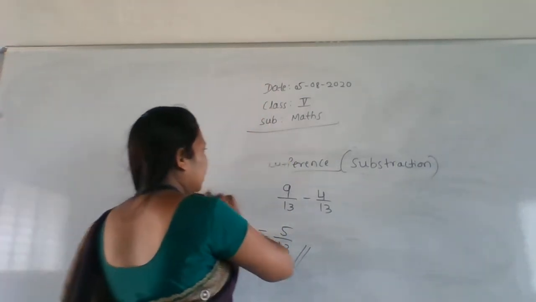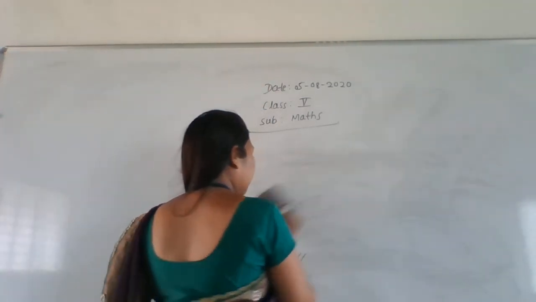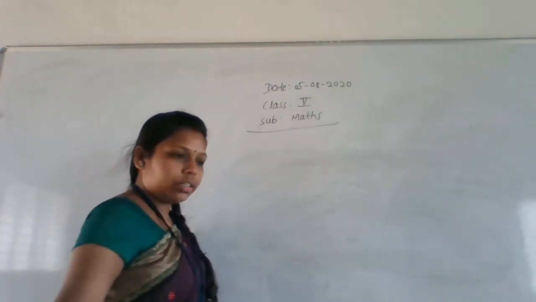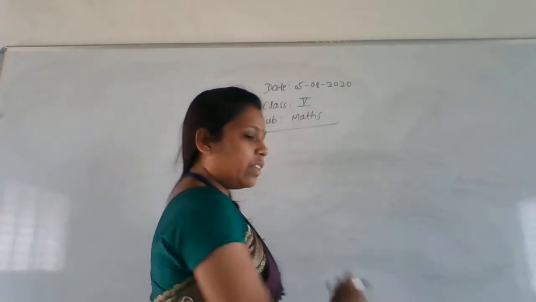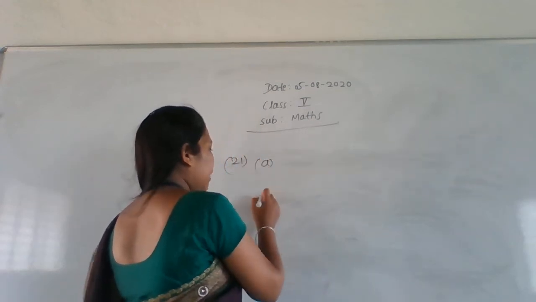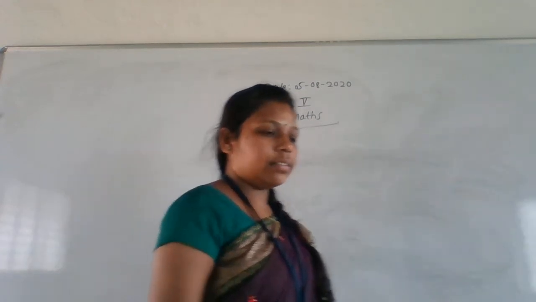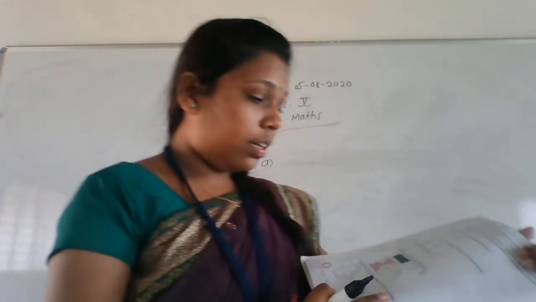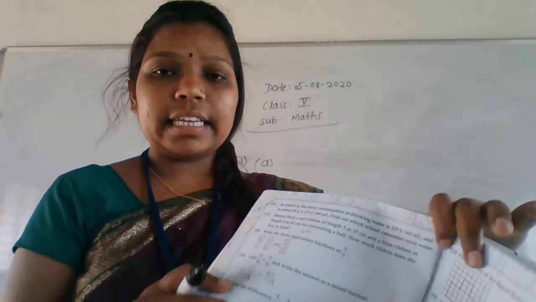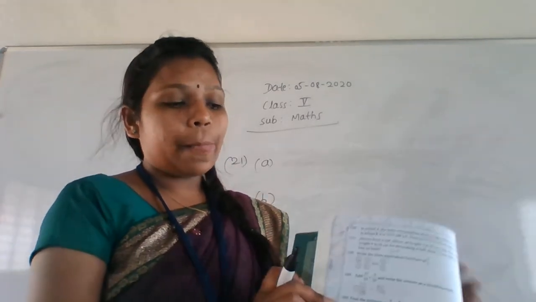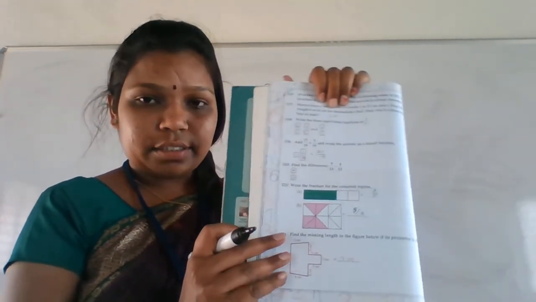21st question. We'll move to the 21st question. The 8th one, they gave a picture here, and B one they gave. I write only the answers, but I'll show the picture here. Write the fraction for the colored region.